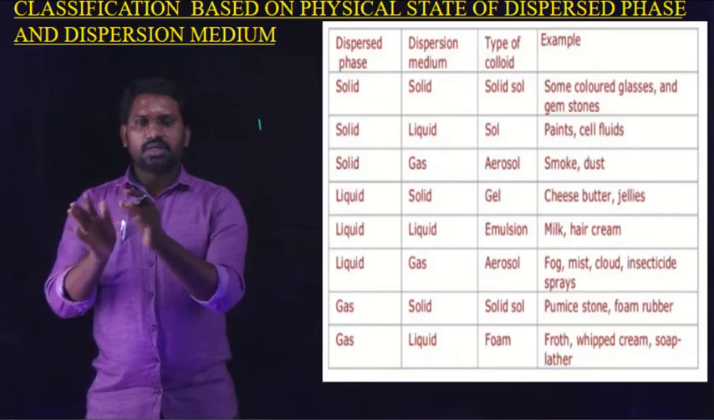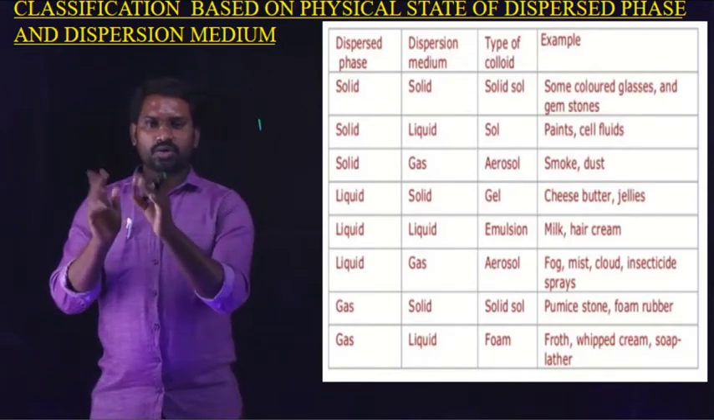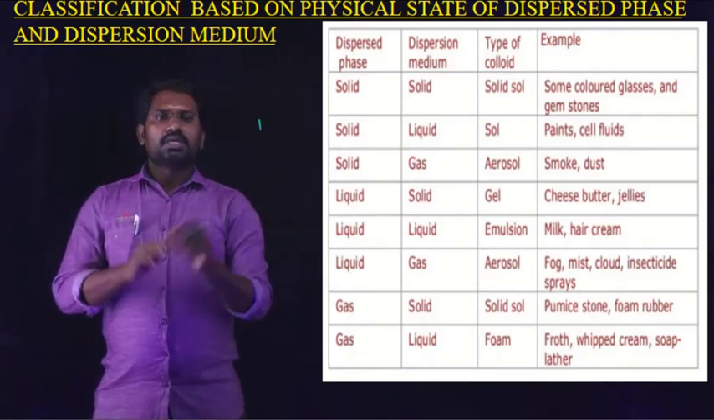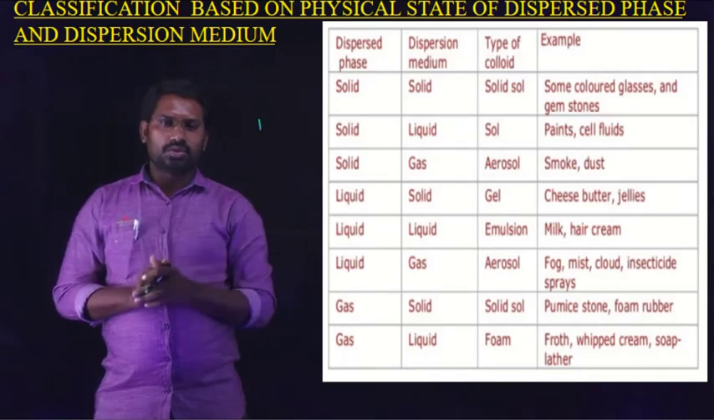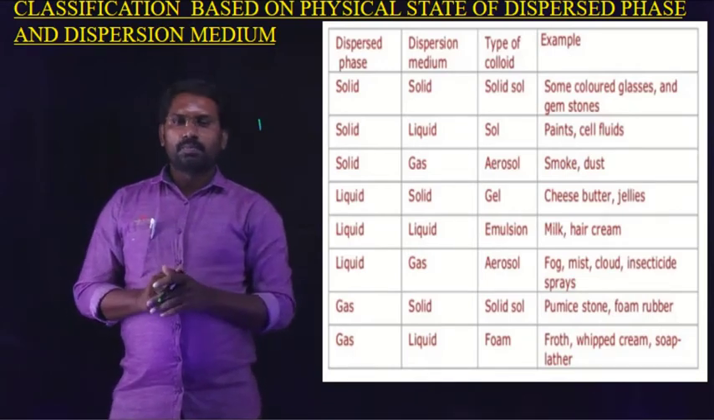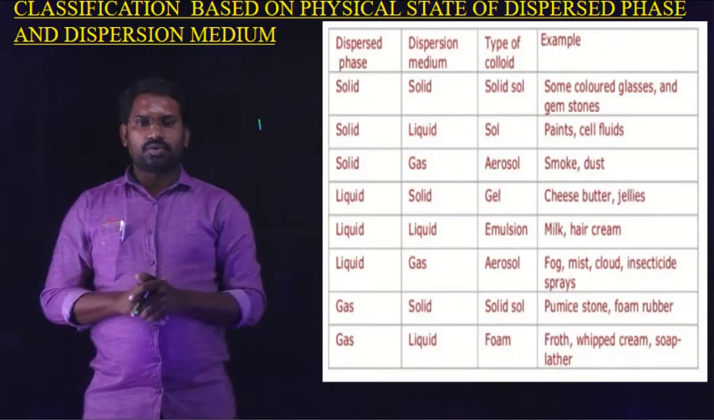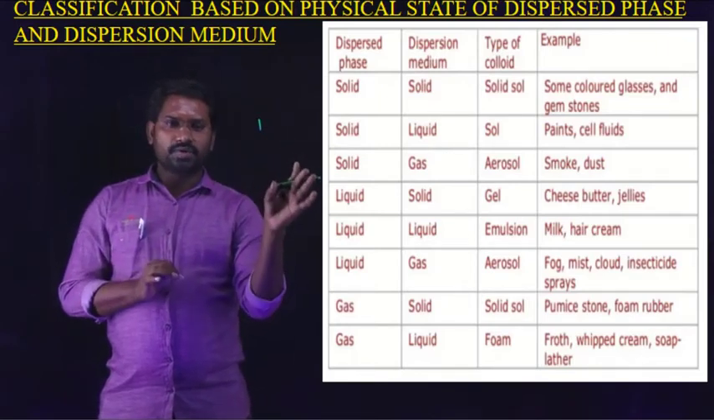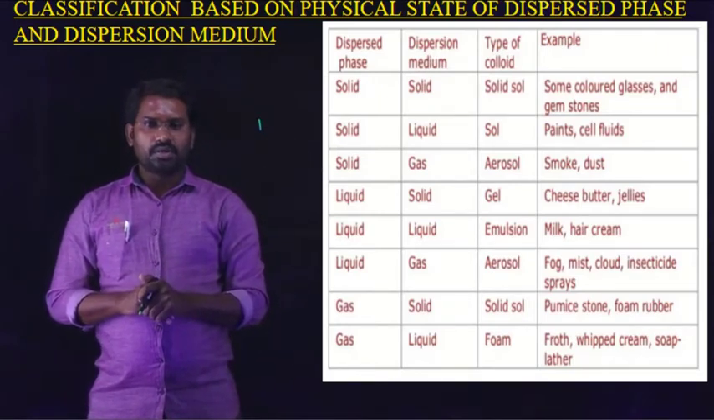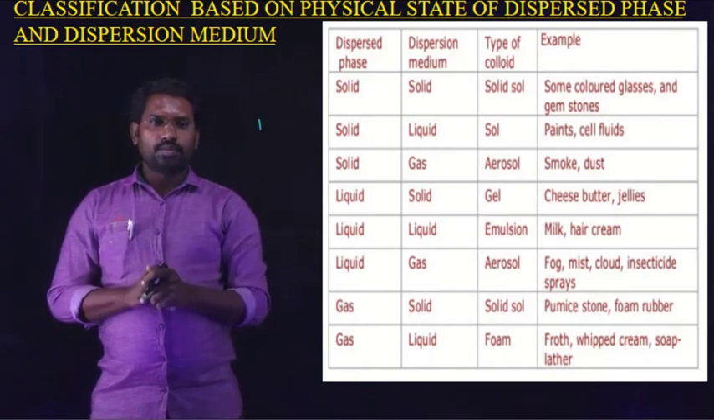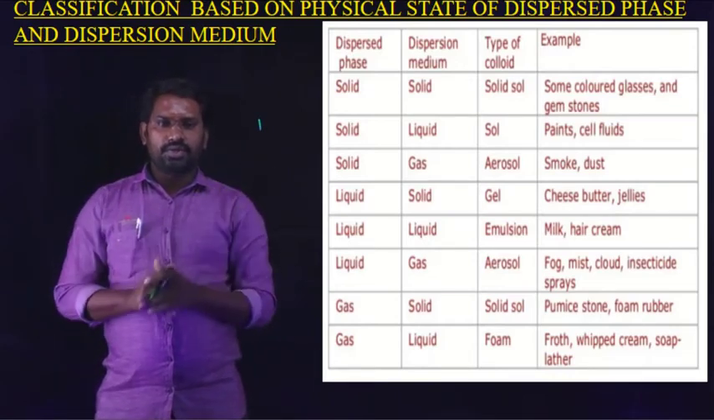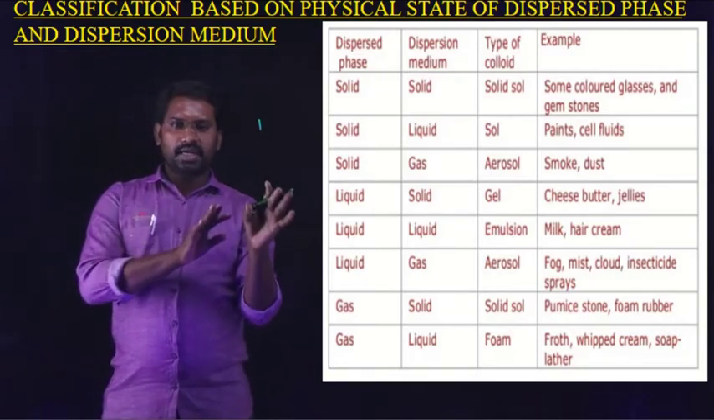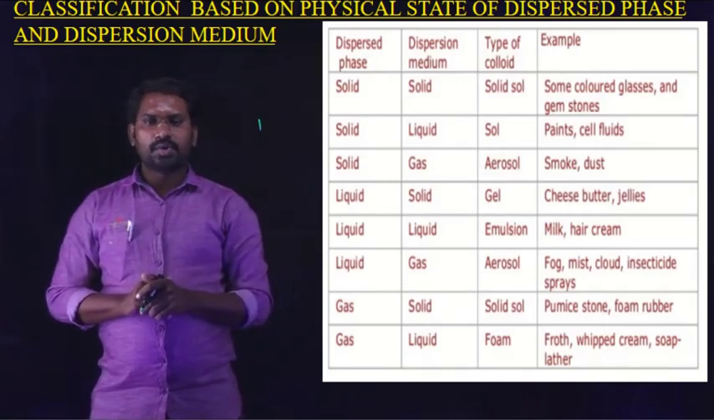Both the dispersed phase and dispersion medium are present in a solid state, that is known as a solid type of colloidal solution. The best examples are some colored glasses and gemstones. And next one, if the dispersed phase is solid and the dispersion medium is a liquid, such types of sols are called simply sols. That means a solution. Best examples are paints and cell fluids. And third one, if the dispersed phase is solid and the dispersion medium is gas, that is known as an aerosol type of colloidal solution.